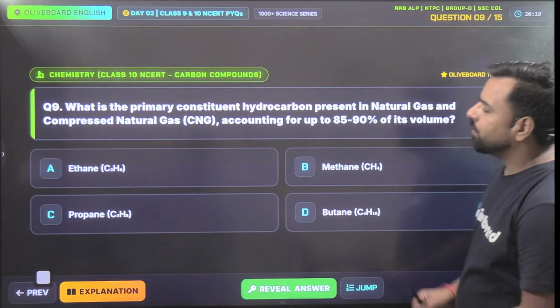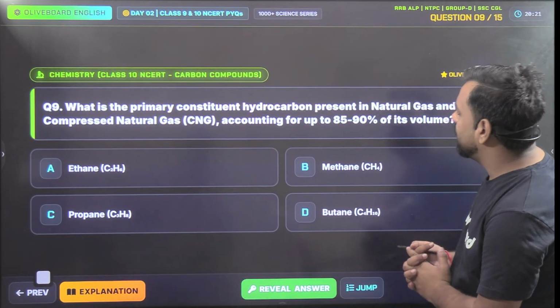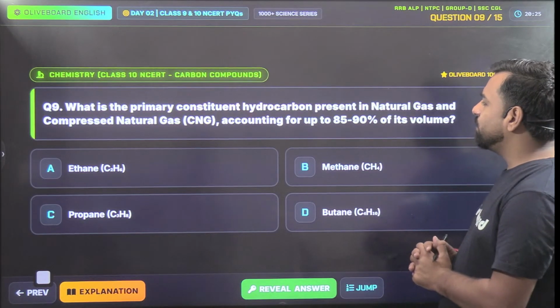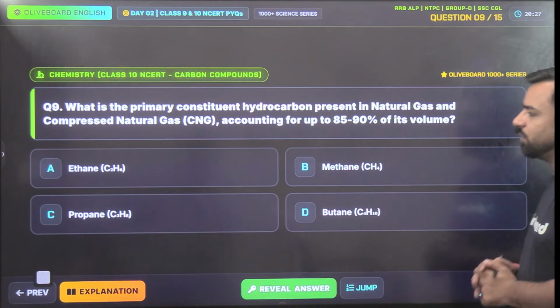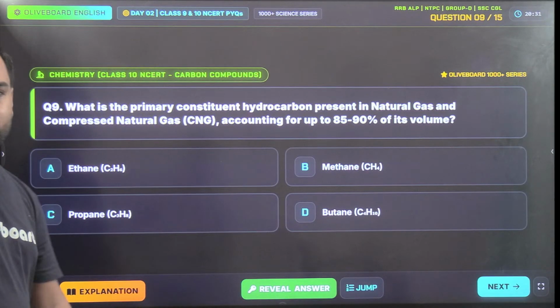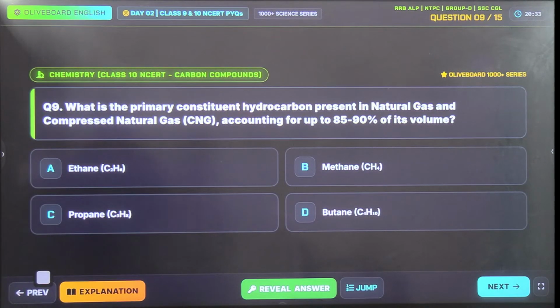Next, what is the primary constituent hydrocarbon present in the natural gas and compressed natural gas, accounting for up to 85 to 90% of its volume? So will it be ethane, methane, propane, or butane? What do you think should be the correct answer?